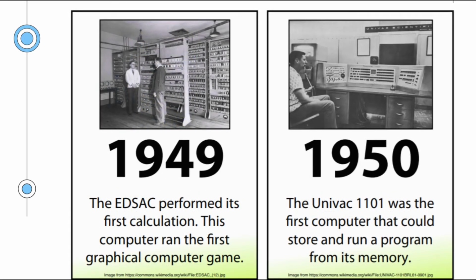In 1949, the EDSAC performed its first calculation. This computer ran the first graphical computer game. And in 1950, we had the UNIVAC. That was another machine that you can look at. It looks like a control room, and that could store and run a program from memory.